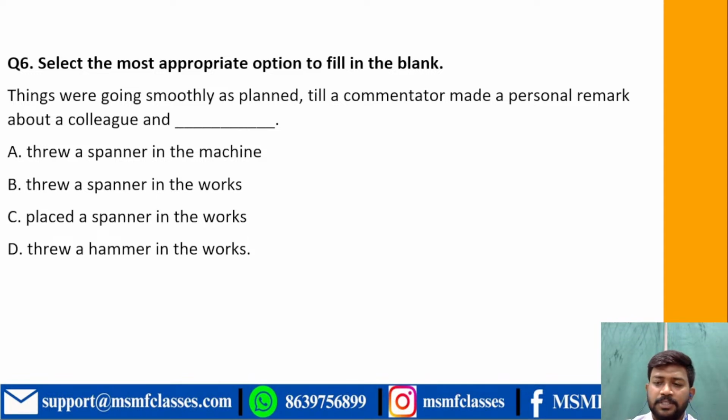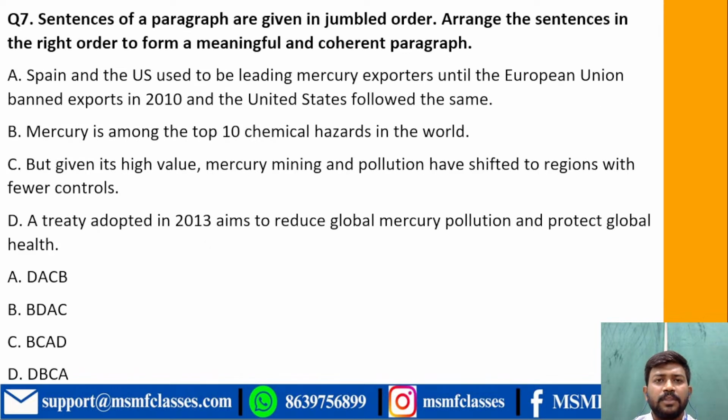Now let's move to the seventh question. Sentences of the paragraph are given in jumbled order. Here, one more question we have got as a para jumble with four options, and I request you to go with the options always, which saves your time. So now let's start discussing how to solve this question. The options are DACB, BDAC, BCAD, and DBCA.